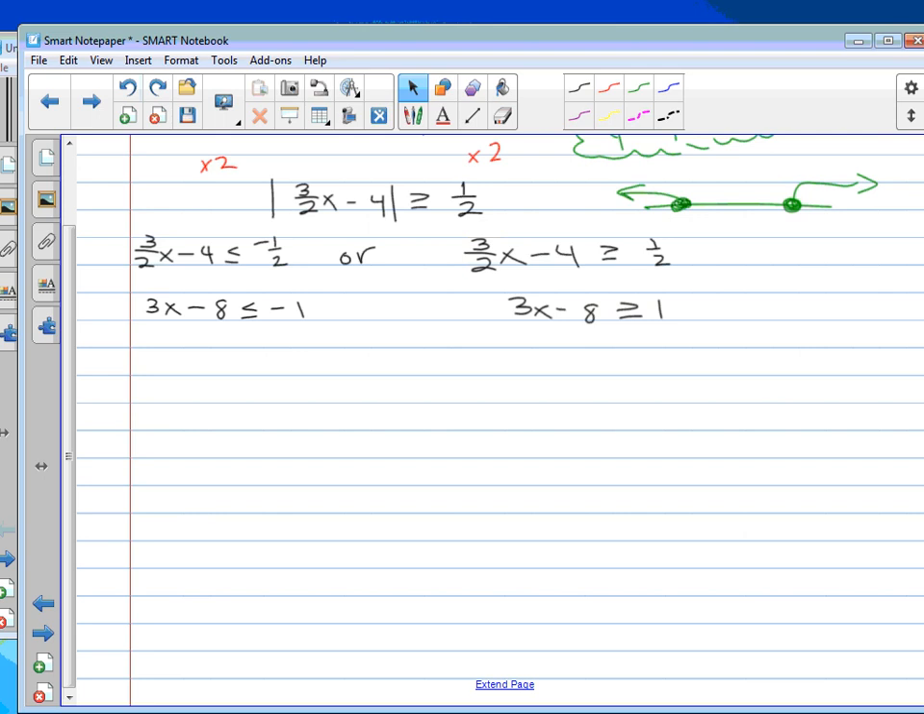So you solve it, right? What's the left side end up getting you? It would be 7 divided by 3. Add 8 to -1, you get positive 7 divided by 3. So I got x is less than or equal to 7/3.